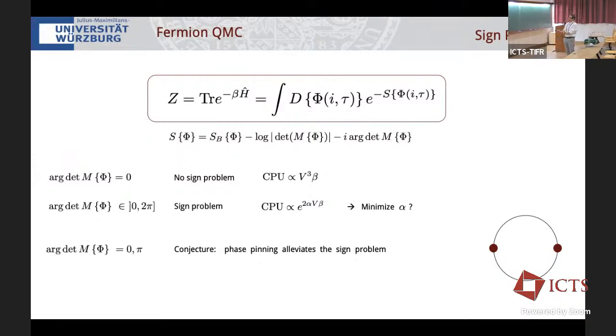But what we could also do is to find a formulation to pin the phase between zero and pi. And our conjecture, and we show that empirically, is that if you're able to use any type of symmetries to pin the phase, then it's a way to optimize alpha.